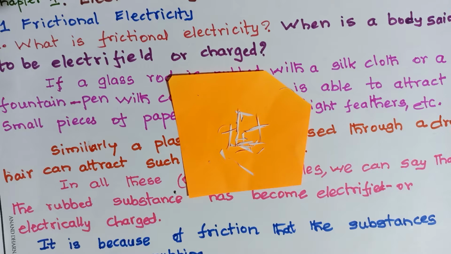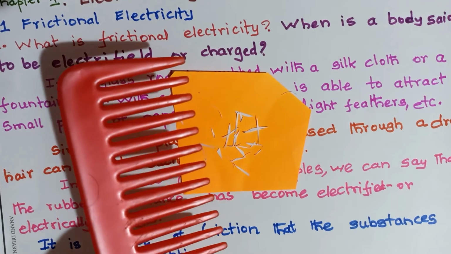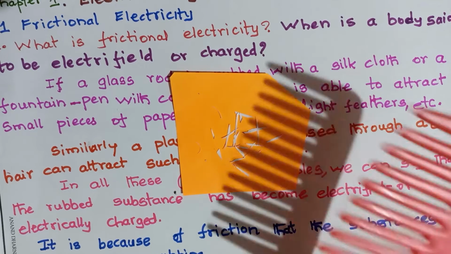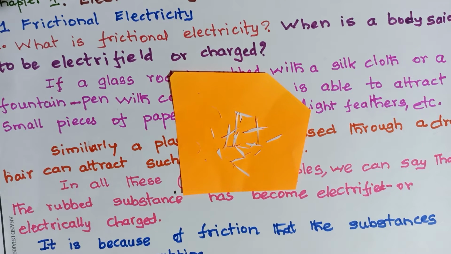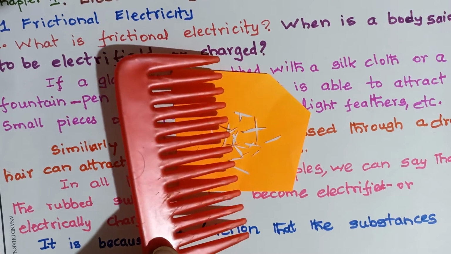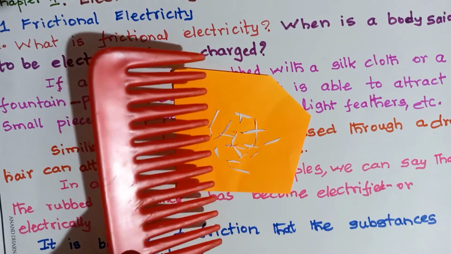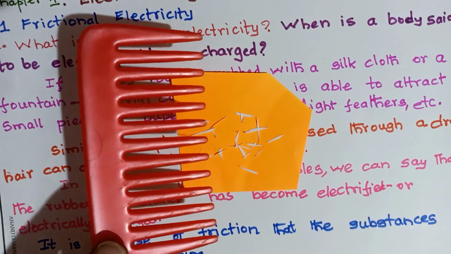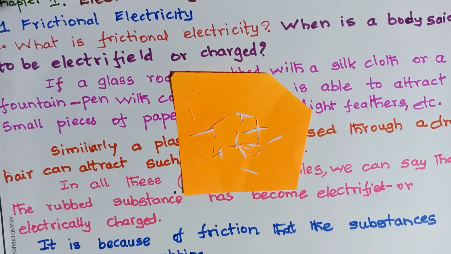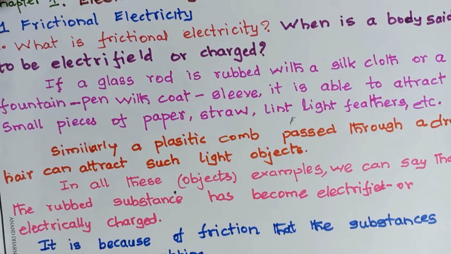You can check how the comb attracts the paper pieces. Check it. There are paper pieces on the comb. So once again we can do that. I will rub the comb with hair, and you can check how it attracts. See, there is attraction, paper pieces attached to the comb, and here we will say this is electrified.